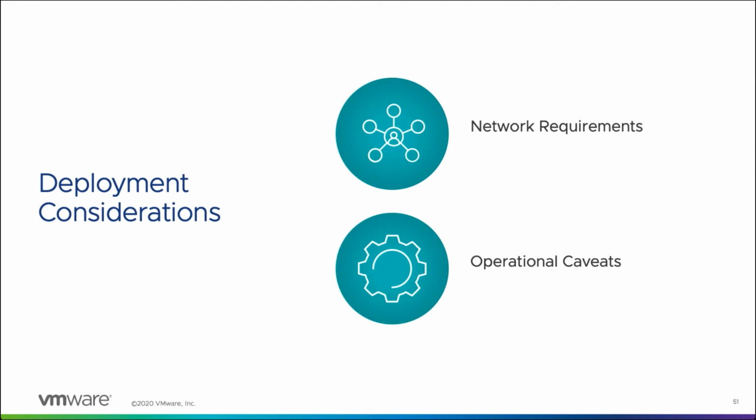A vSAN witness will need to be deployed at a third site to protect against split-brain scenarios. Multiple witness appliances can be deployed at the third site as needed. Ensure all network requirements for witness traffic are met. The implementation of stretch clusters may impact the ability to use other features. For example, the use of HCI mesh or the use of NSX-T federation is not supported when using stretch clusters. Be sure to review product documentation and release notes to identify any known caveats.